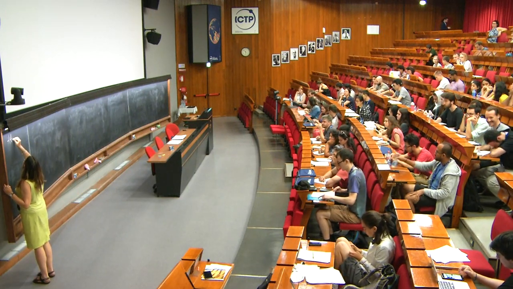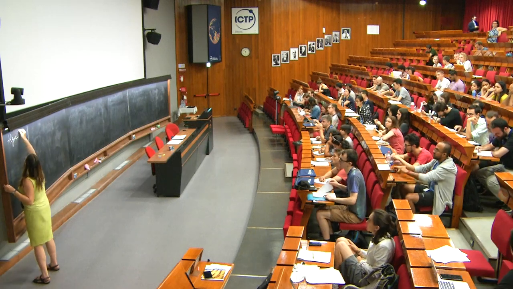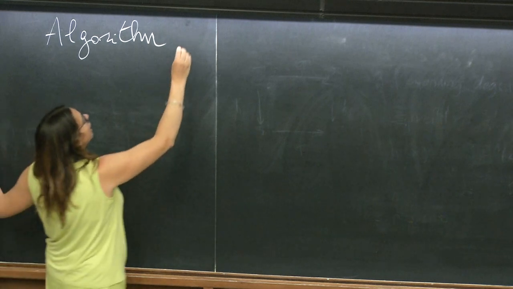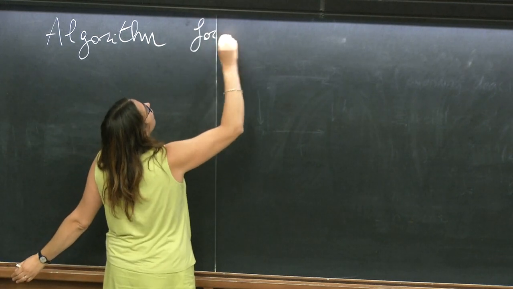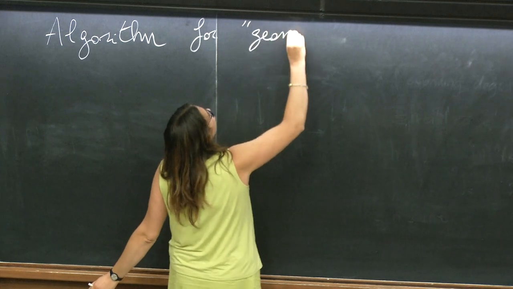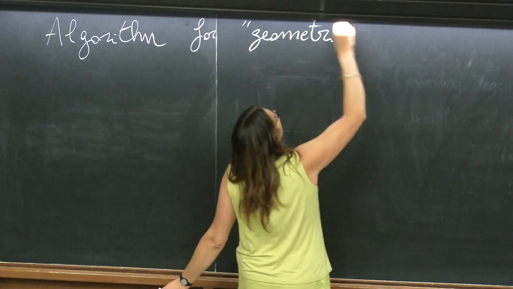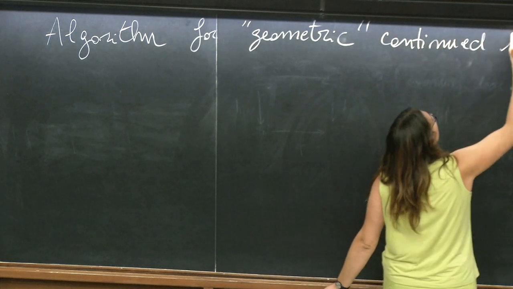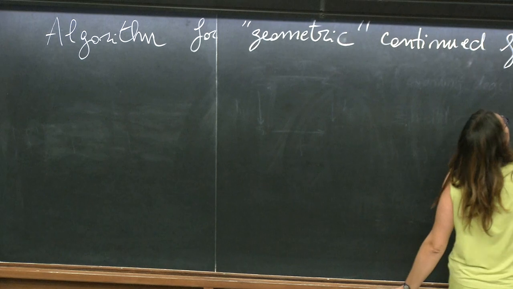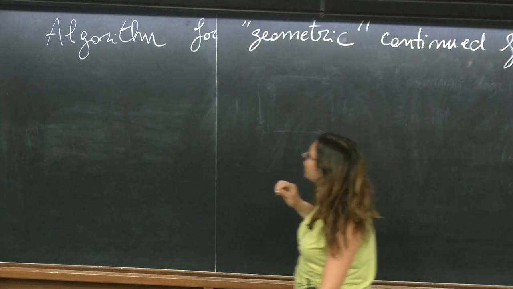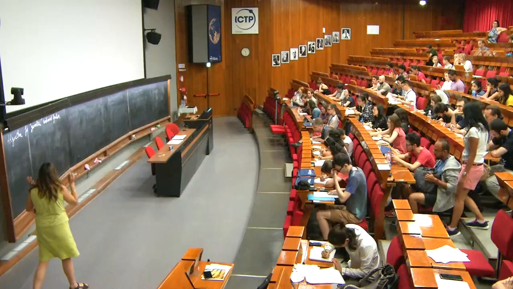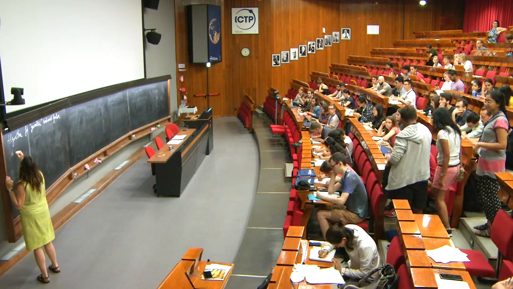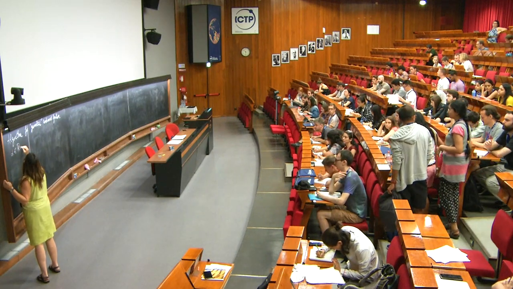I want to forget about the rotation for a second and present this as an algorithm, an algorithm for some geometric continued fraction. Of course, it's related to what we were doing yesterday, but I just want to see it as a combinatorial algorithm. So you start with an alpha in (0, 1).